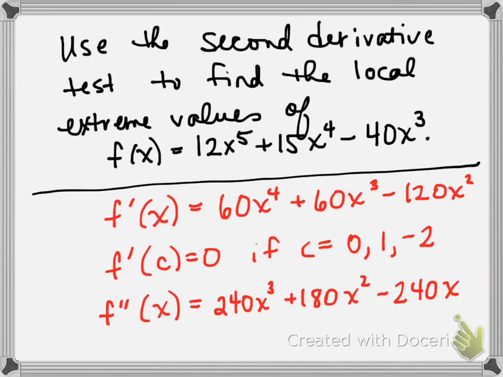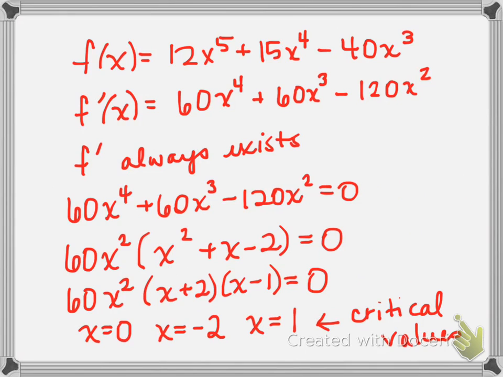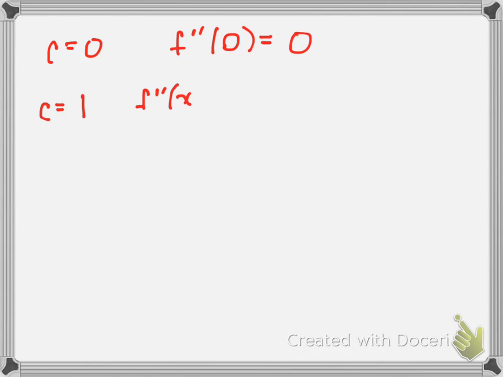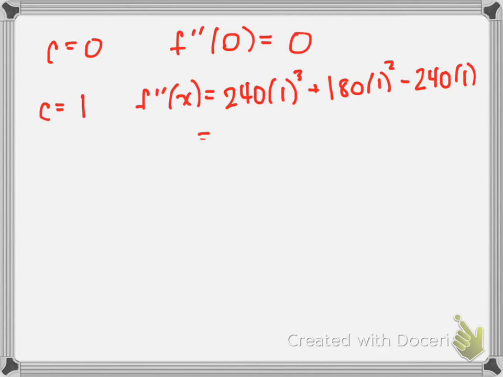So let's check the second derivative at each of our critical values. At c equals 0, f double prime of 0 equals 0. At c equals 1, we have f double prime of 1, that was 240 times 1 cubed plus 180 times 1 squared minus 240 times 1. So we have a 240 minus 240 plus 180, and that's positive.